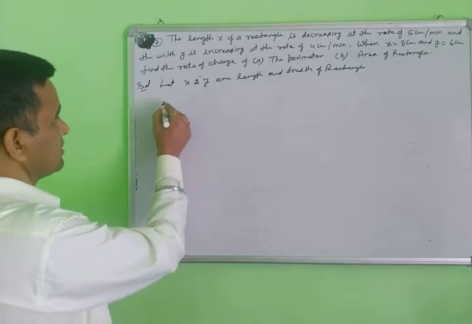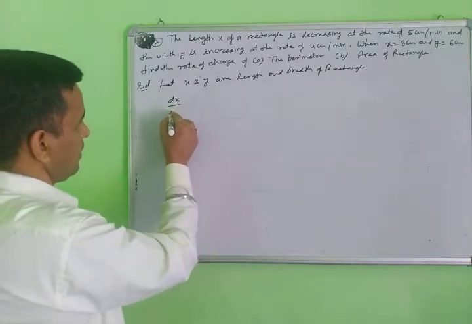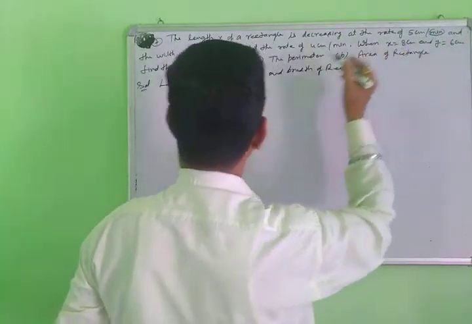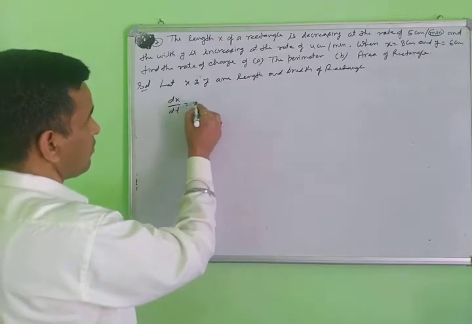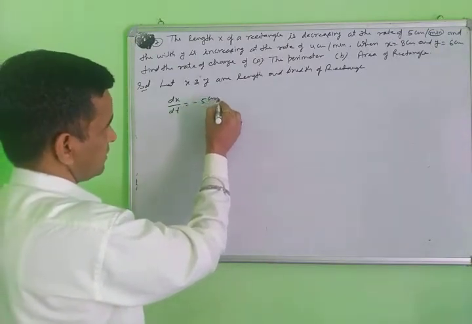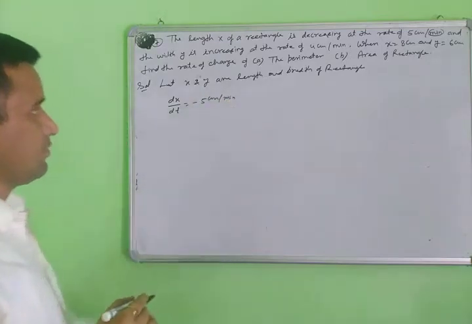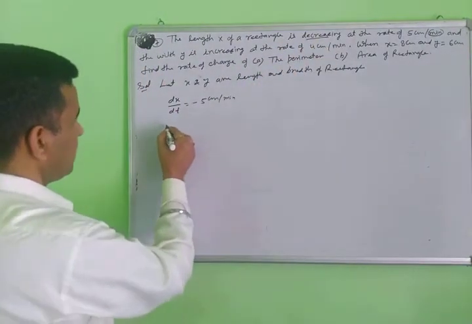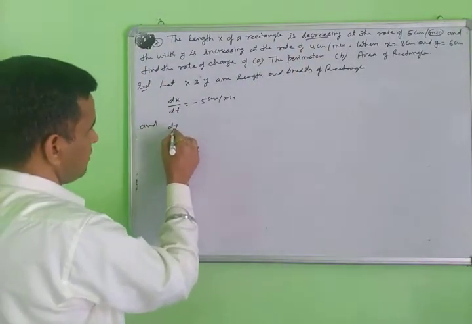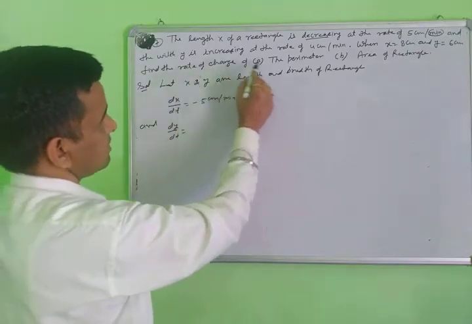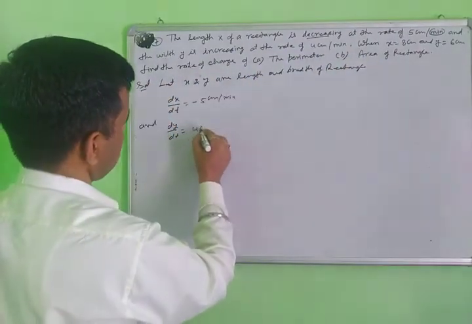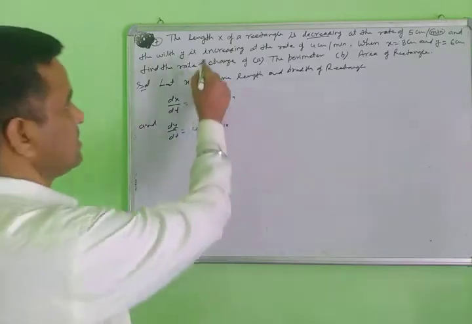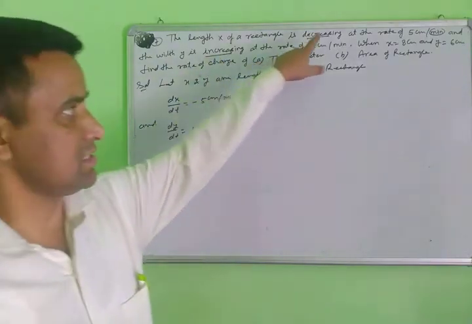Here given, this is the given thing, dx over dt, with respect to time, equals minus 5 centimeter per minute. Minus sign represents decreasing, and dy over dt is 4 centimeter per minute. Positive sign represents increasing and negative sign represents decreasing.